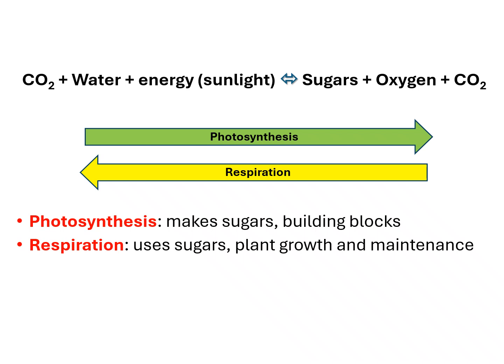Some plant science one review, just so you understand. Remember, photosynthesis, we're taking CO2 and water and sunlight energy, and we're making sugars. And then, of course, in respiration, we're taking sugars and oxygen and producing CO2 and driving it the other way. So the idea is photosynthesis is making sugars, or what we call building blocks, and respiration is taking those sugars or building blocks and making stuff, either growing new material or maintaining it.